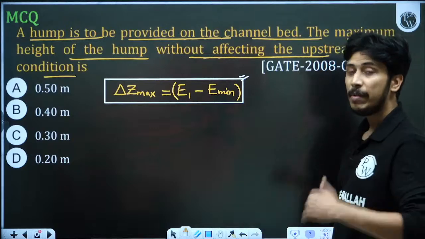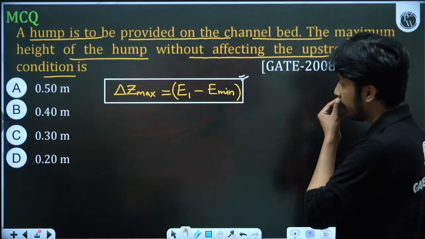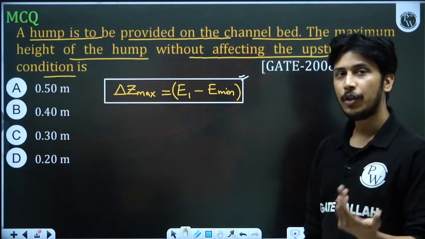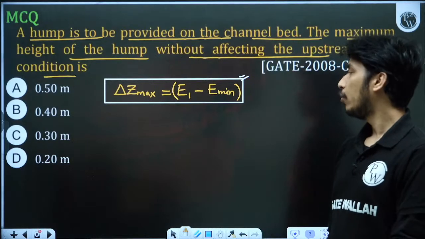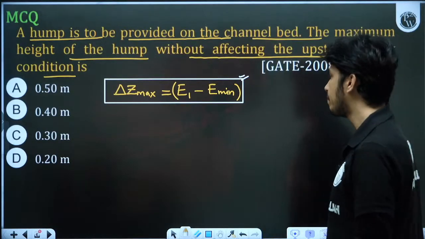Okay, and for B minimum, what do we have to do? For B minimum, you have to take E1 equal to E2, both as E minimum. Both are minimum whenever B minimum is there.